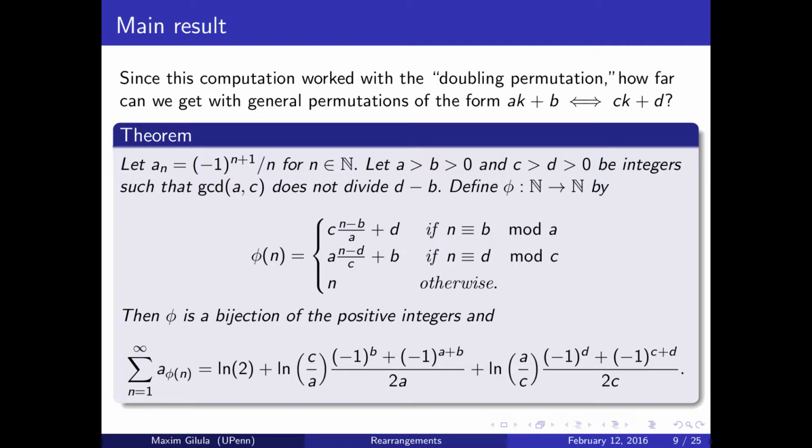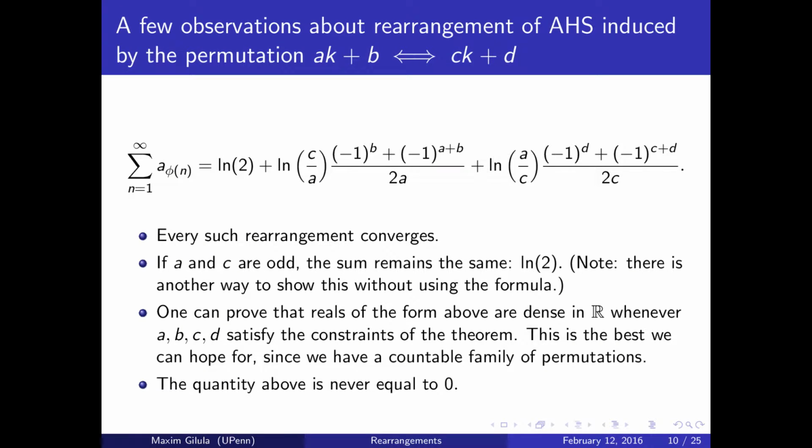So even though this is not too easy of a formula, the permutation is really simple, and at least it's explicit. And we could say some stuff about the rearrangement. So let's see what happens. Every rearrangement switching AK plus B and CK plus D converges, because this is a real number. And you could check it could actually be as big as you want and as small as you want, just by plugging in C equals like 2 to the n or something, and A is 2.